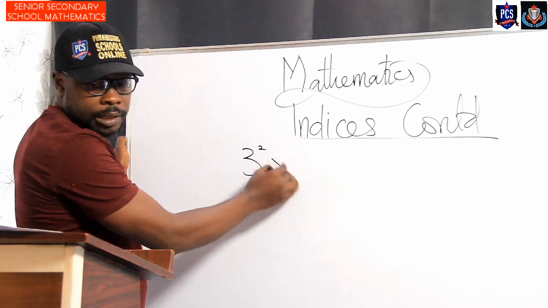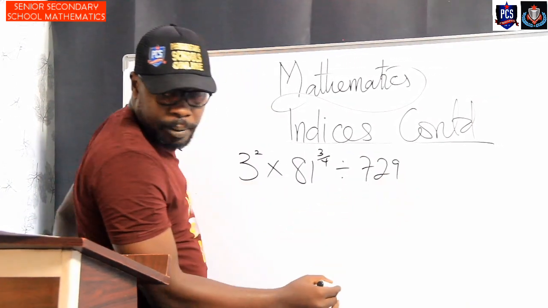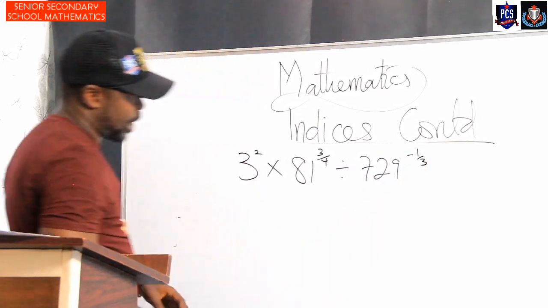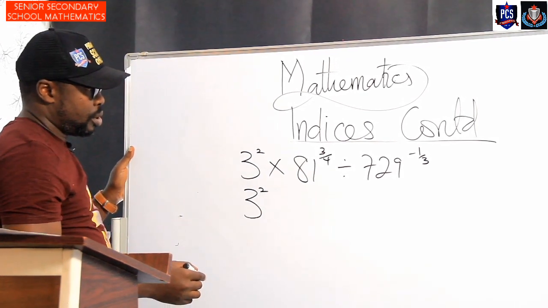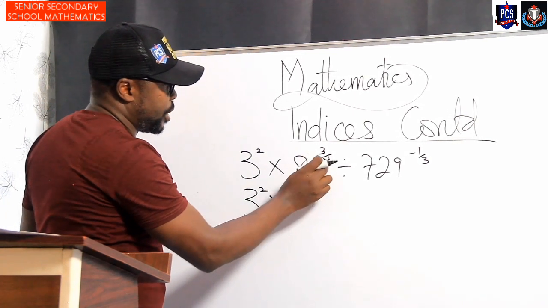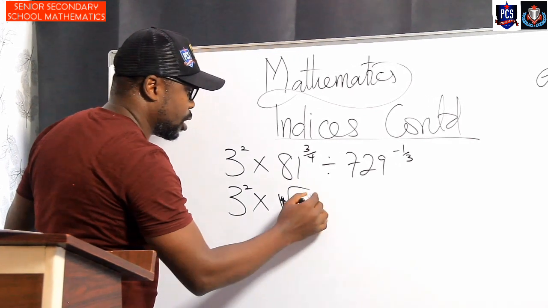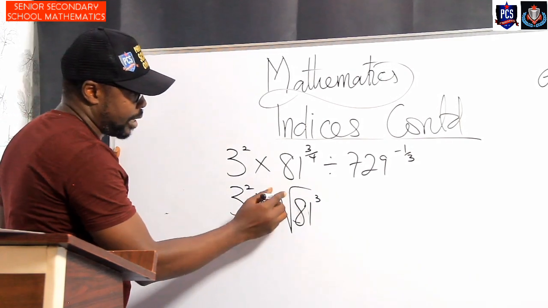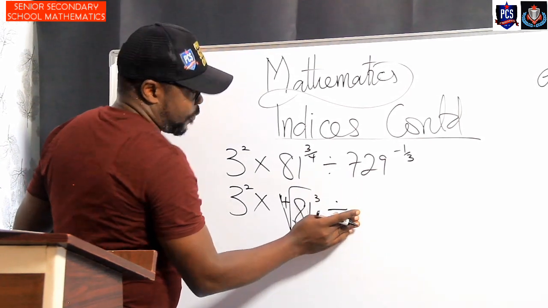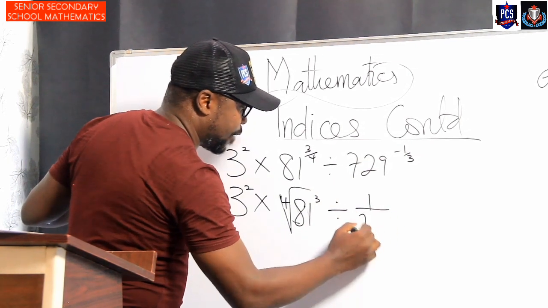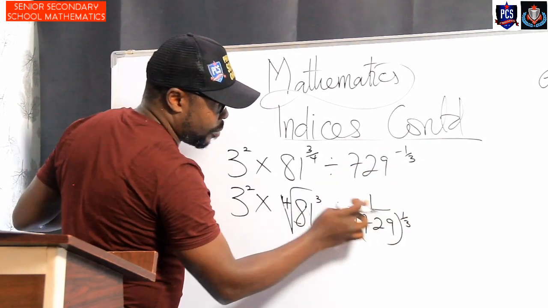3 raised to power 2 times 81 raised to power 3 over 4 divided by 729 raised to power negative 1 over 3. That's another tricky one. So first of all, I can resolve this to have 3 raised to power 2. Then times 81 should mean 4th root of 81, 4th root of 81 raised to power 3. That's the denominator comes as our root and our numerator remains as our power. Then divided by, of course, one can say 1 over 729 all raised to power 1 over 3. That is, the negative index is gone because I've inverted.